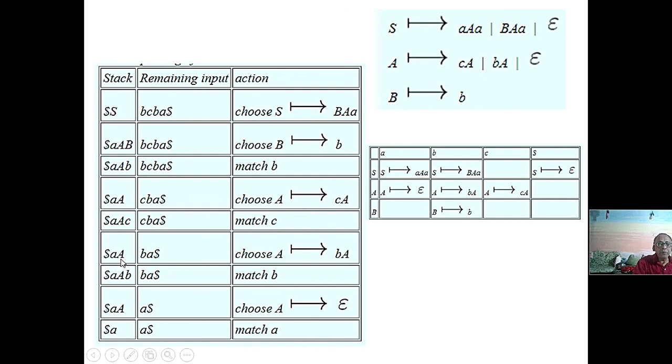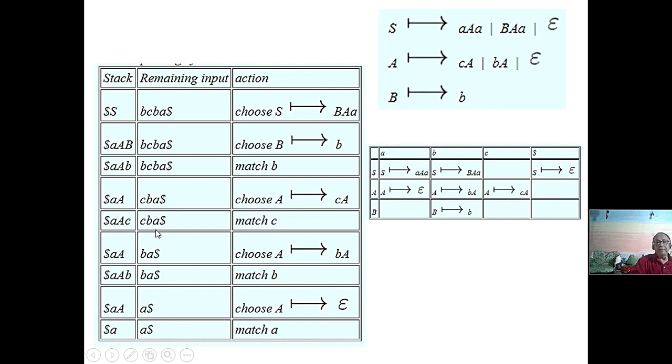Now it has to match A to B. Is there any rule? Try to see it here, this is your lookup table. A to B, yes, it is B A. So B A is pushed. Now we see B here and B here, B is popped and the input is taken out. Then it comes A A A dollar S. Now we have to match A A. Is there a rule here? No. So we go to A epsilon. Take A out, because A epsilon is there. Now A out, then match A A, and it matches.